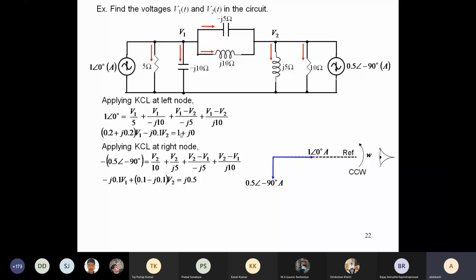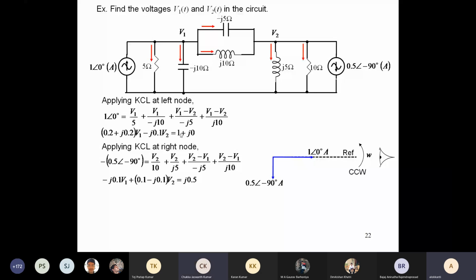Can we equate real parts and imaginary parts? No, we cannot. It is also a phasor now. Your unknowns are V1 and V2, the coefficients are complex, and the right hand side is also complex. So whatever V1 and V2 we get is also a complex number. That complex number you will have to find in the magnitude angle form.